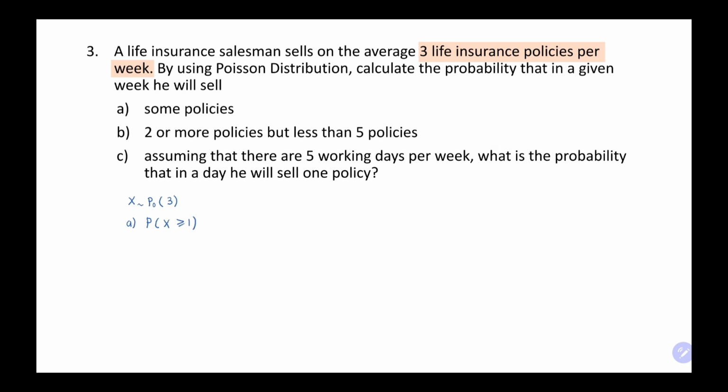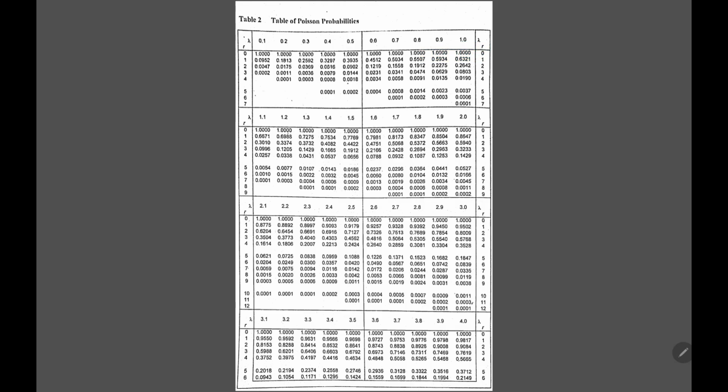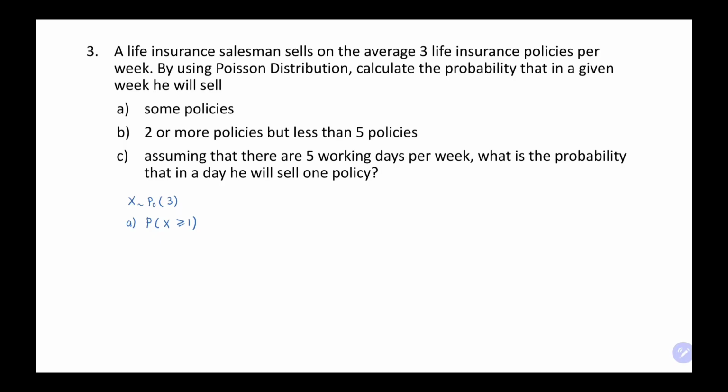We check from the table. We find lambda 3.0 here, and our r is 1. So 1 is 0.9502. So the answer is 0.9502.